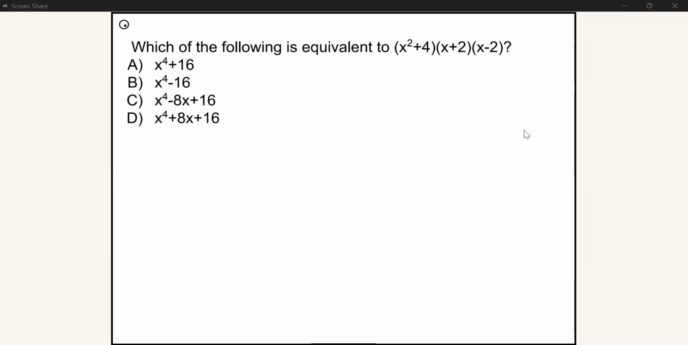You want to find a more elegant solution. So here, let's start with x plus 2 times x minus 2, right? You should notice the plus and the minus. That's going to give you a perfect difference of squares. So you'll have x squared minus 4 times x squared plus 4. And then let's do this one out, right? So, I'll erase this.